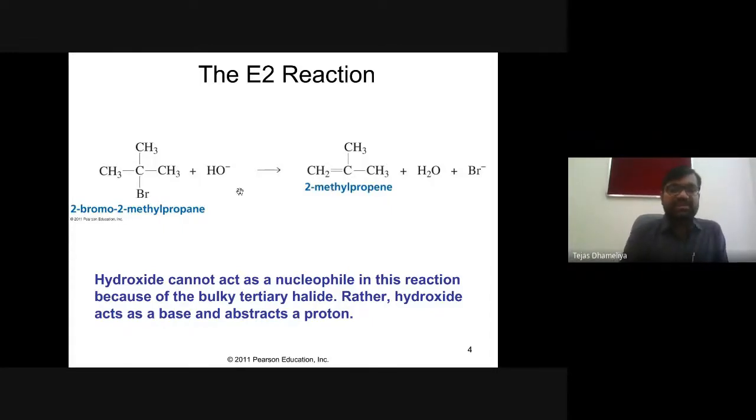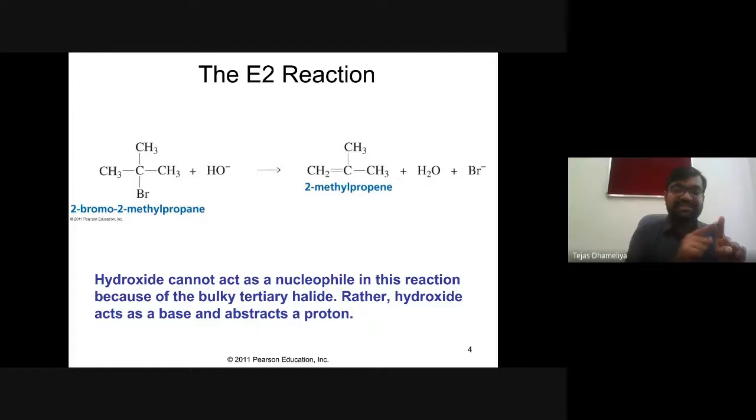In this case, hydroxide acts not only as a nucleophile, but also as a base. It will abstract the proton from either the left hand side or right hand side CH3 methyl group, and it will form water. So for E2 reaction, the nucleophile plays a dual role. It will act as a base as well as a nucleophile.